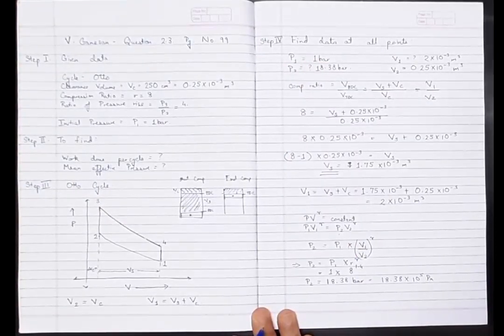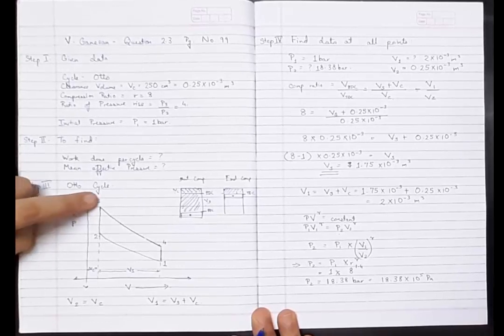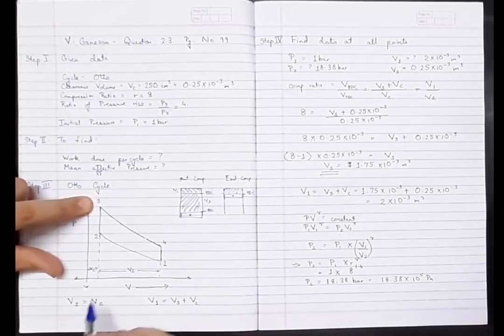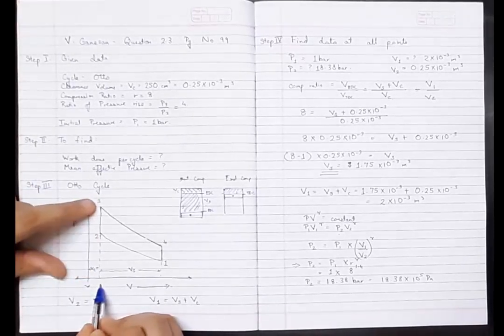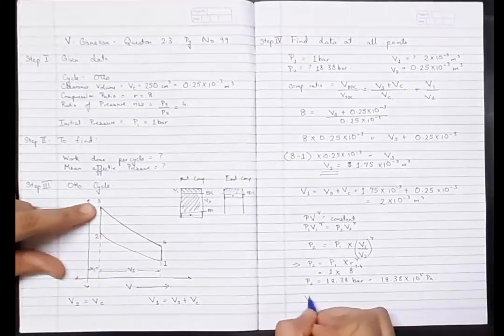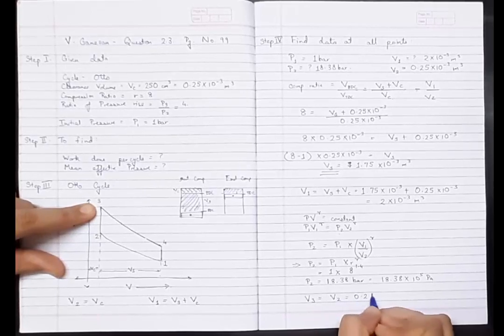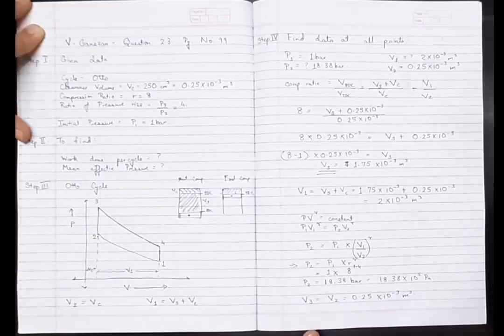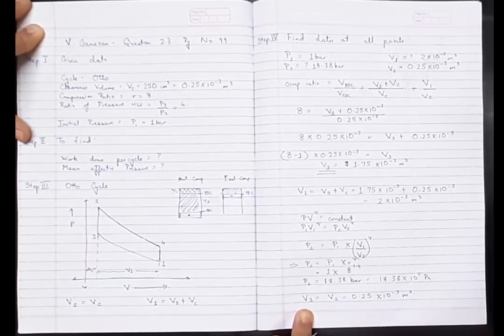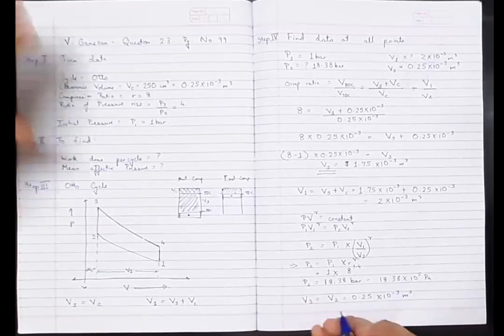Now that we have found out P1, V1, P2, V2, we have to find out P3 and V3. Now we know V3 is the same as V2. So we can write V3 is the same as V2, which is equal to 0.25 into 10 raised to minus 3 meter cube. So now after finding the value of V3, we have to find the value of P3 also.